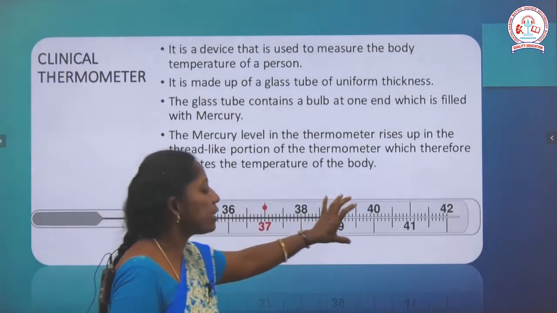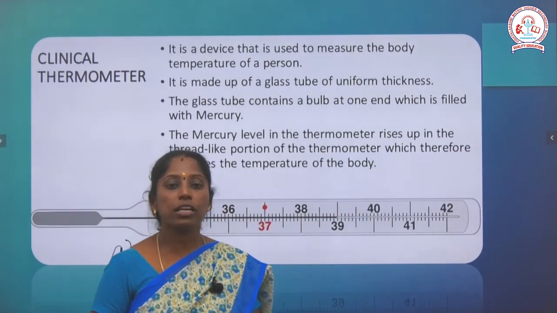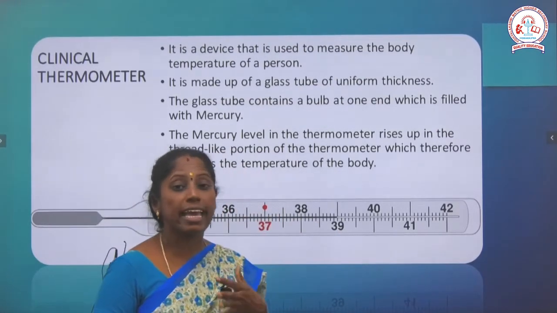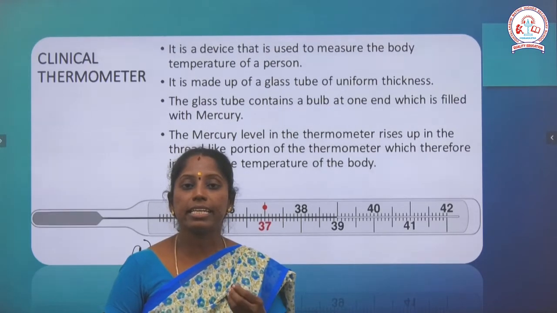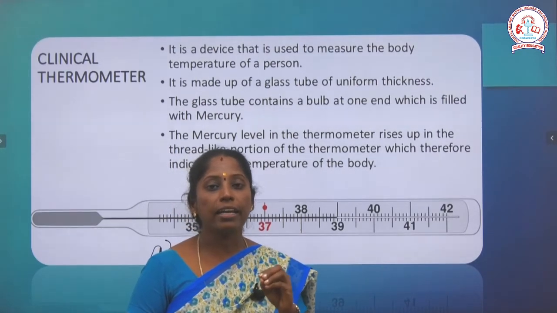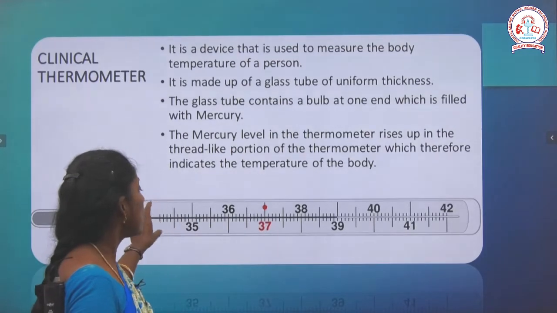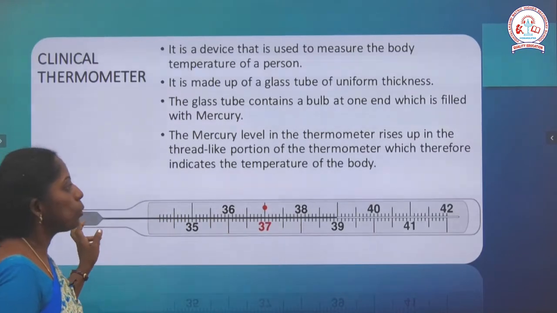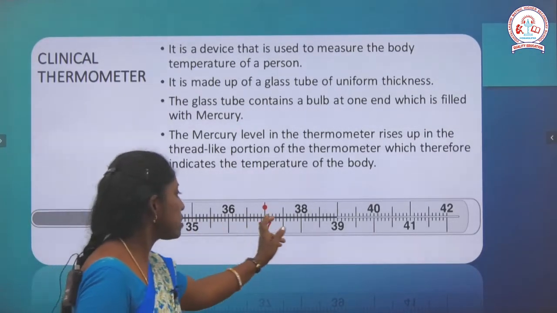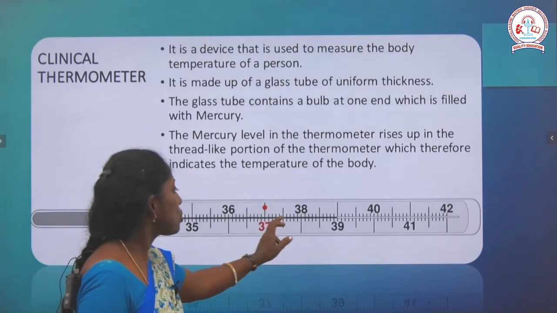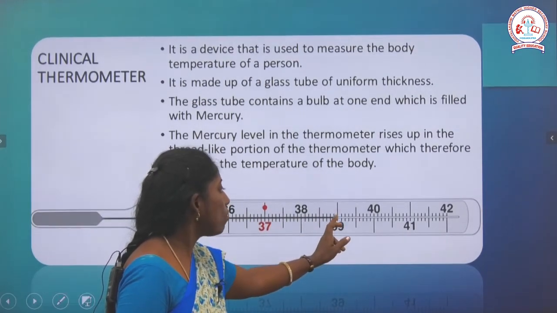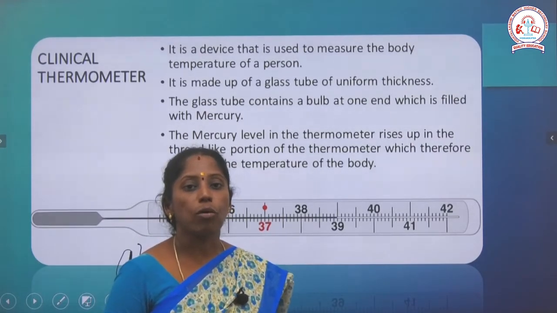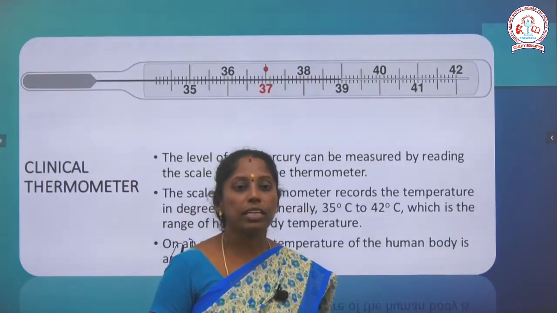What is the use of the clinical thermometer? It is used to measure the temperature of a person. It is made of a glass tube, so we must use it carefully because glass is easily broken. That's why we handle this thermometer carefully. What is the metal we are using in the bulb at the edge of the thermometer? Mercury. When the mercury level increases, it rises in the thread-like portion. When it stops, that is the reading. That is the temperature. It indicates the temperature of the body.